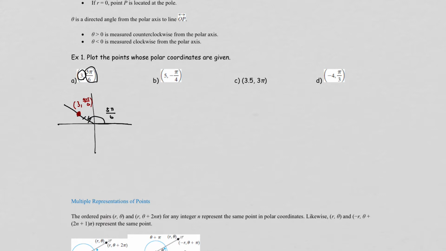So let's see, what about the second one then? It looks like you have negative pi over 4, and negative pi over 4 will be going in that direction. So it'll be somewhere here, where this angle is negative pi over 4. And then your distance of 5. 1, 2, 3, 4, 5. So that will be that point right here in our fourth quadrant.